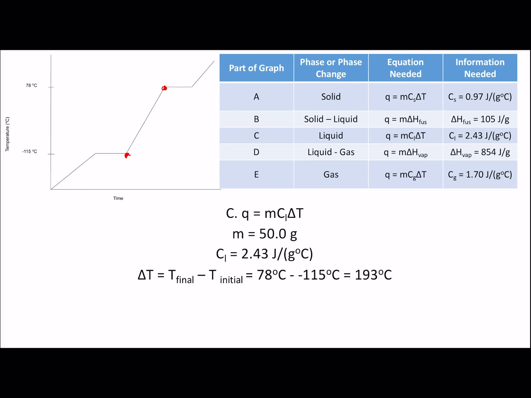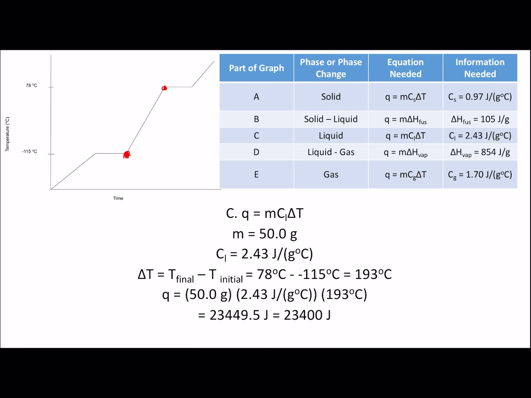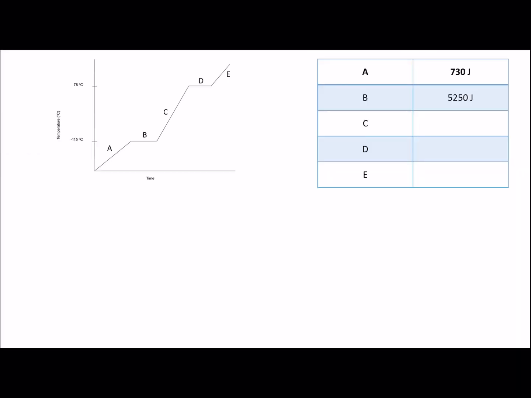So our final temperature, we're heating it all the way up to 78 degrees Celsius, and our initial temperature is negative 115 degrees Celsius, because that's where we have converted it all to liquid, and we're right here at this little bend getting ready to start heating the liquid. So again, we plug in those 3 numbers into our equation, multiply it out, and we get 23,449.5 joules. But of course, we need to follow sig figs. We need to round it to 3 sig figs, which would be 23,400 joules. And we're going to put that in our table for letter C.